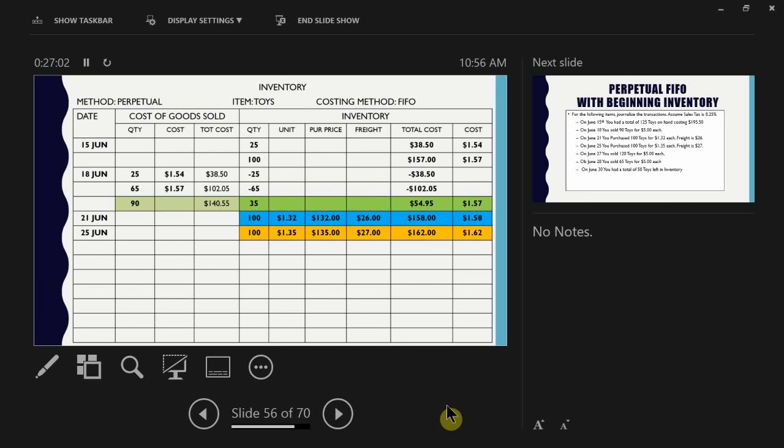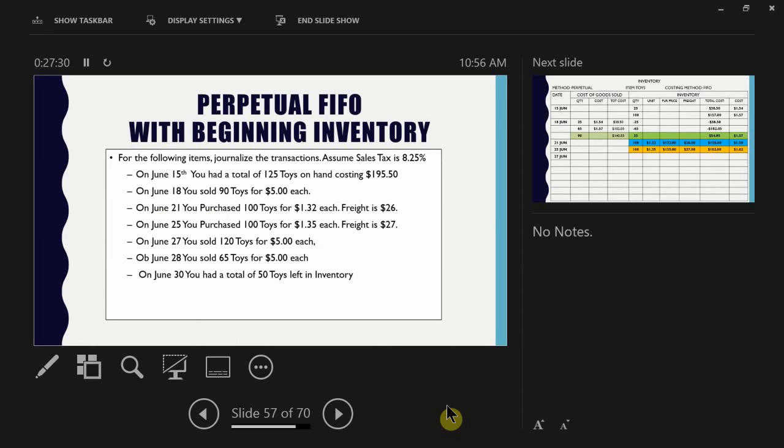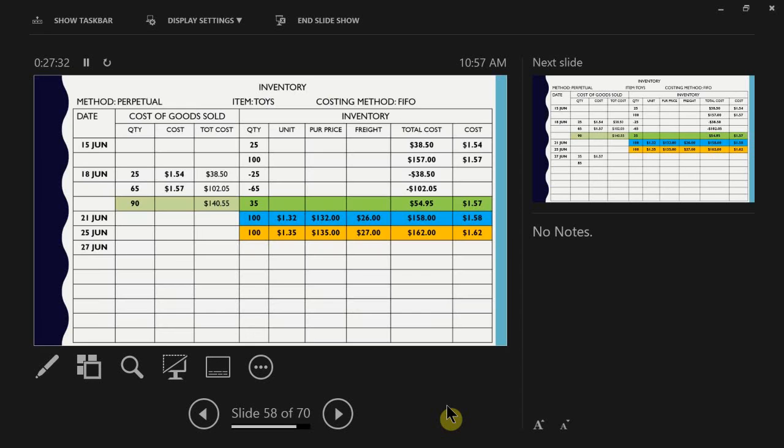My green batch, which has 35 units remaining. I purchased a new batch of blue for 100 and I purchased a new batch of orange for another 100. So I have a total of 3 batches of inventory that I can choose from, and I'm keeping the same order. I'm keeping it at FIFO, which is first in, first out. In this case, I sold 120 items.